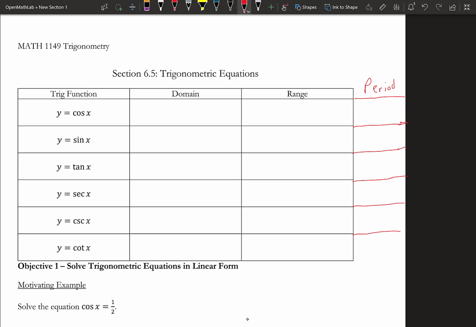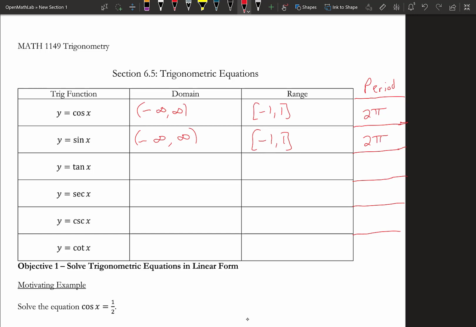So the domain for cosine of x is all real numbers, right? So negative infinity to infinity. The range is negative 1 to 1 inclusive. And the period is 2 pi, right? So then for sine of x, it's exactly the same actually. It's negative infinity to infinity for the domain, negative 1 to 1 inclusive, and the period again is 2 pi, right?